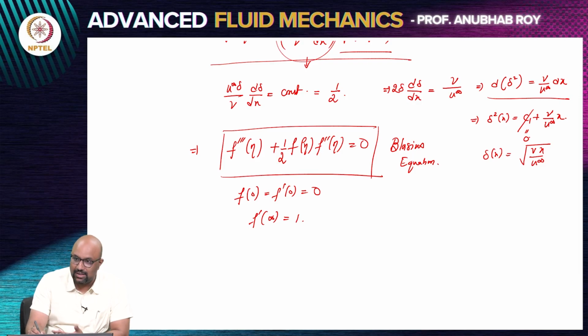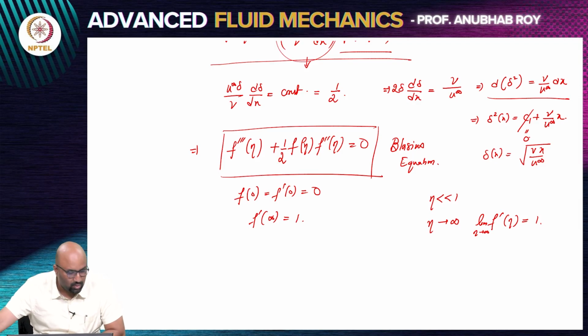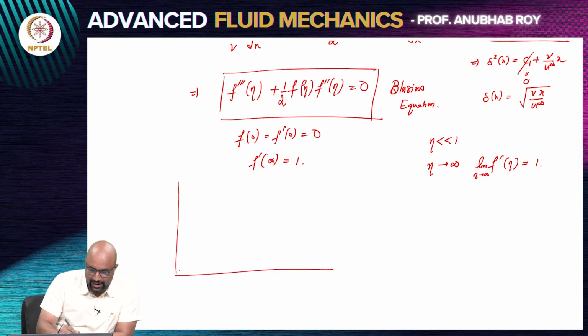The other way to find the solution is to solve it approximately. Approximately means when eta is very small, and the other being when eta is very large. Because when eta is very large, we know that f dash of eta, as eta tends to infinity, is going to go to 1. So you can get some approximate solution. So I'll directly move on to what the profile will look like.